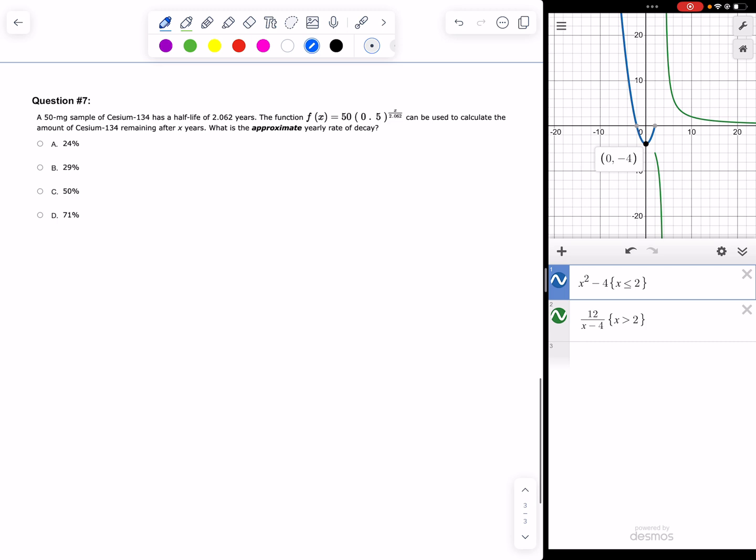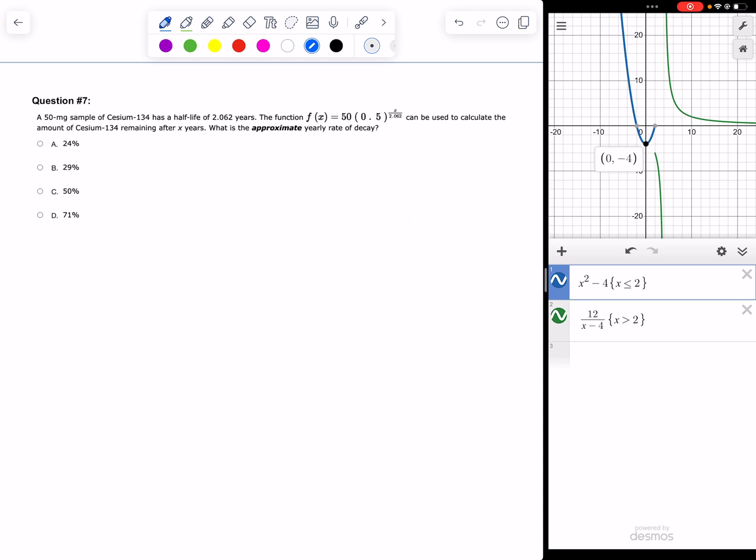Number 7 says a 50 milligram sample of cesium-134 has a half-life of 2.062 years. The function f of x equals 50 times 0.5 to the power of x over 2.062 can be used to calculate the amount of cesium-134 remaining after x years. What is the approximate yearly rate of decay?